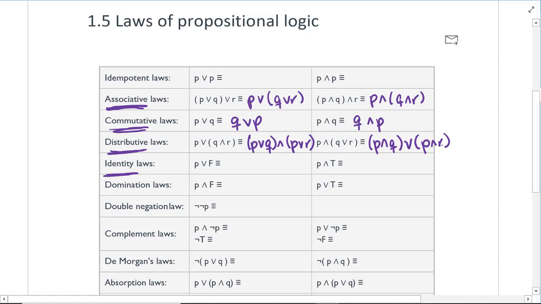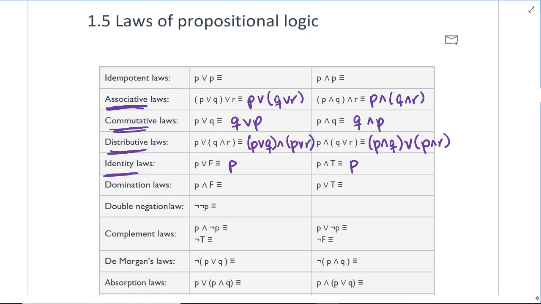As far as identity works, it's sort of like adding 0 or multiplying by 1. So P or false, P or a statement that is definitely false, is just going to leave us with whatever P happens to be. Kind of like 5 plus 0 is still 5, or x plus 0 is still x, whatever x is. We might not know what it is. And saying P and a true statement will leave us with just P, kind of like multiplying by 1.